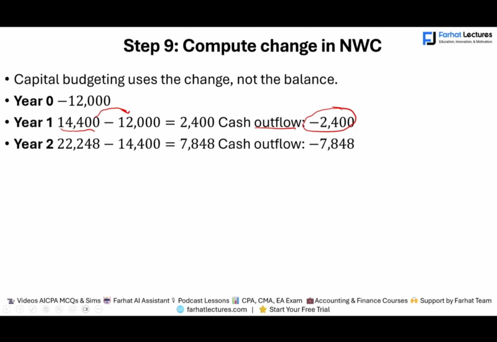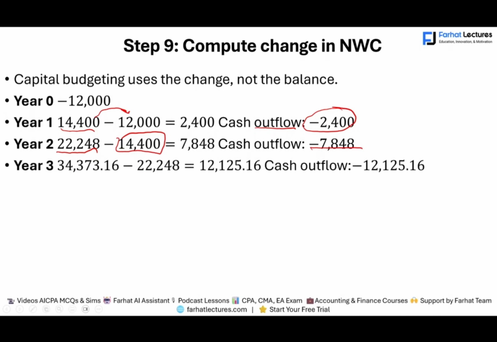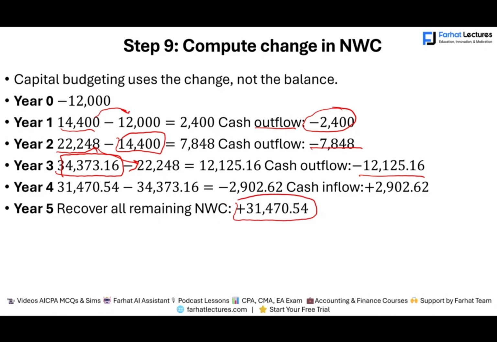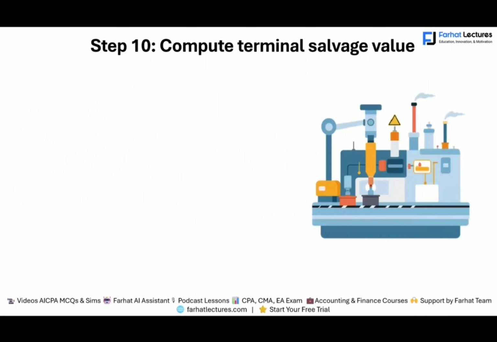In year 2, the needed amount is 22,248, but we already have 14,400. Therefore, the net cash flow is the difference of 7,848. Same thing in year 3. We'll take what we need in year 3 minus what we had from year 2, and the difference is the net needed. And we recover all the remaining net working capital in year 5. It means we have it. We can resell the supplies, the inventory that we have not used up.